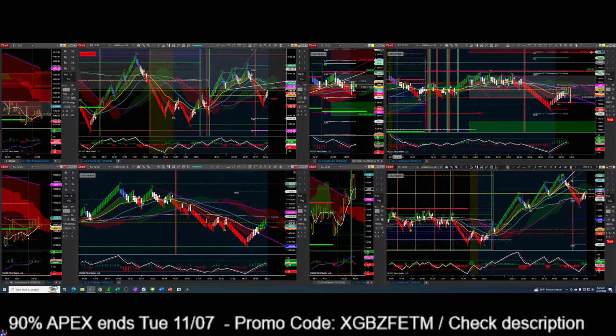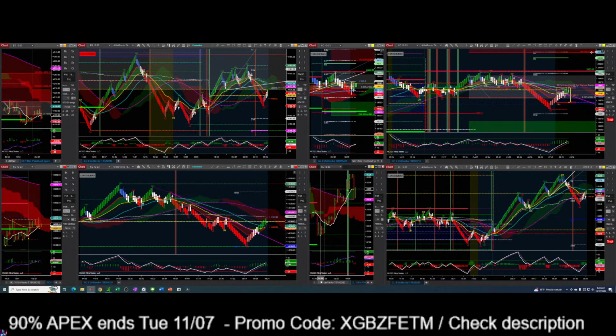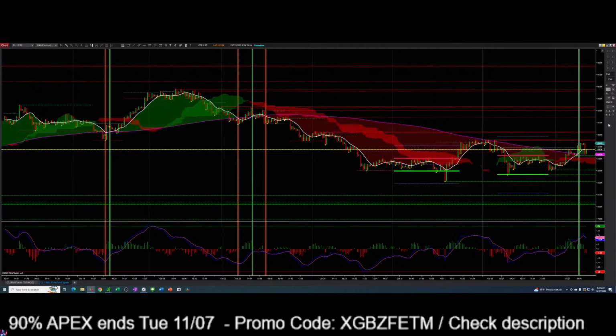Moving averages are not really stacked, neither to the upside or to the downside. We do have gray values there. Okay, so let's leave it there. Not really much reaction. 6 more minutes for news. So let's look at crude.